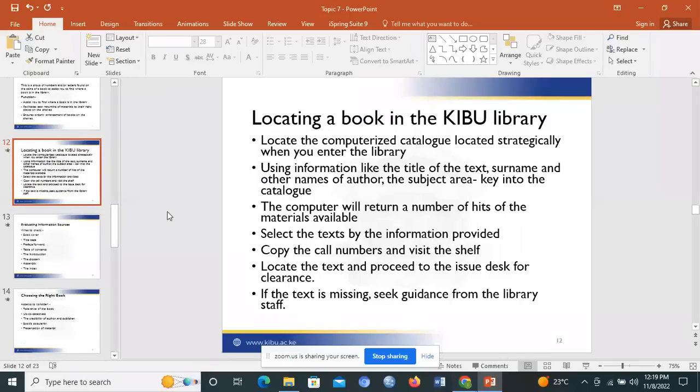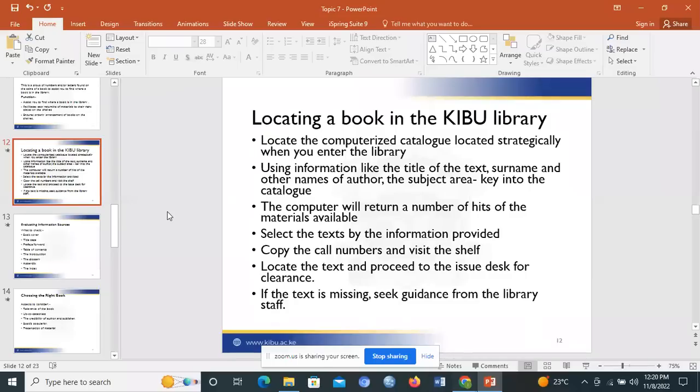So how can you locate a book in the Kibabi library? I am sure you've been able to do that before, but I want to tell you that if you're to locate a book in the Kibabi University Library, then you need to locate the computerized catalog that is located immediately in front of you when you enter the library. Ahead of you, you will see the two terminals. Then you need to have some bit of information about the book you're looking for.